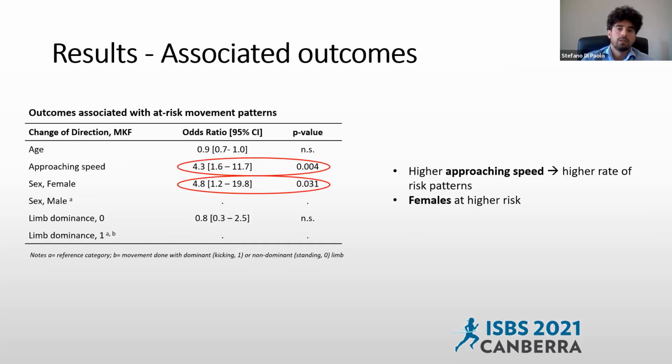We also conducted a multinomial logistic regression to investigate the associated factors, and we found that approaching speed was statistically significantly associated. So higher approaching speed was associated with a higher rate of risk patterns, and female gender was also associated with a higher risk of risk pattern, with odds ratios of 4.3 and 4.8 respectively.